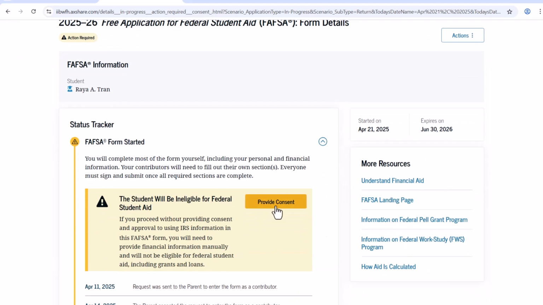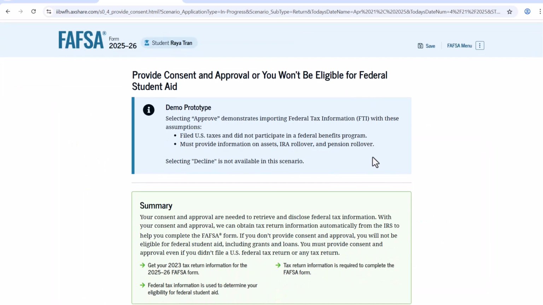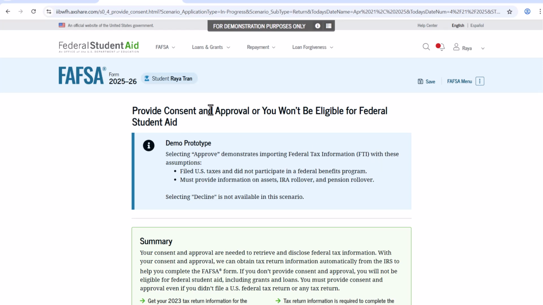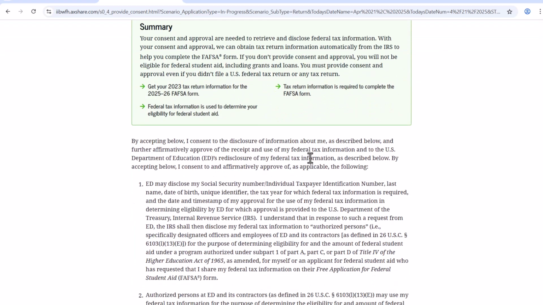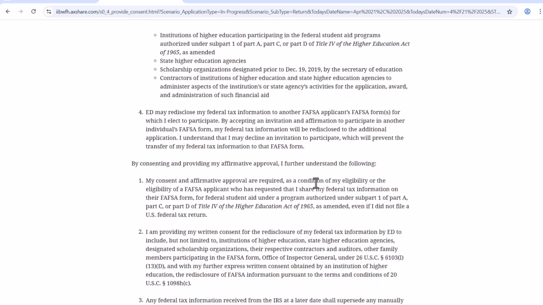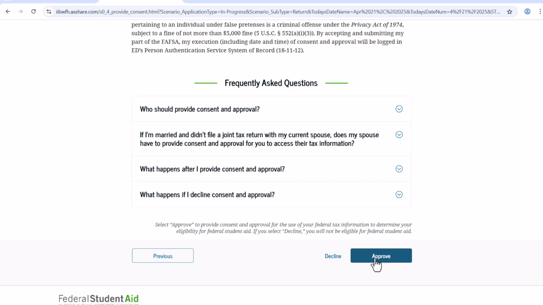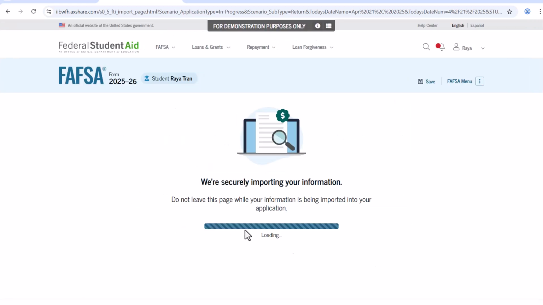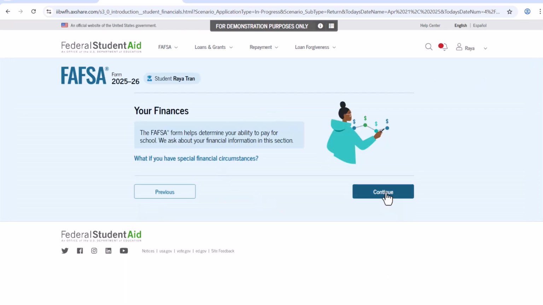Okay, so we are going to provide consent and complete the other portions of the FAFSA that need to be completed in order for Raya, the student, to successfully complete their FAFSA. So again, one of the, if not the most important page of the FAFSA, providing that consent and approval so that they can receive federal student aid. So we're going to select Approve. Okay, it is securely importing the student's information. We got a success, so we can continue to proceed. So now we're going to input the student's finances.